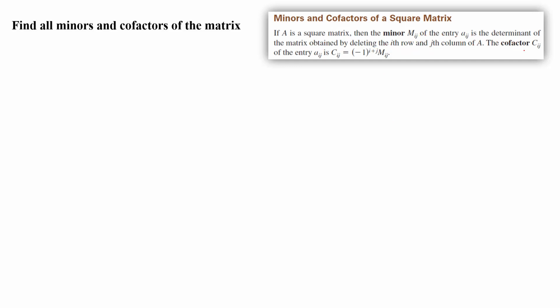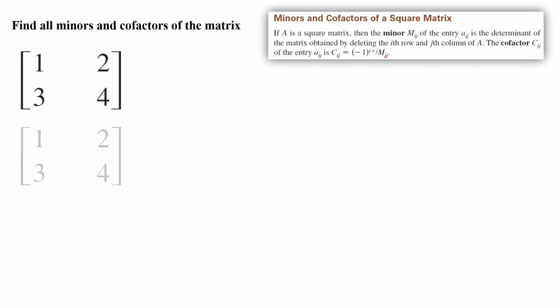Then you can move on and find the cofactor C sub ij of the same entry, which is defined as -1 to power i plus j times the determinant. So let us work with this 2 by 2 matrix. This matrix has first row and second row. You have 1, 2, 3, 4 as the entries.